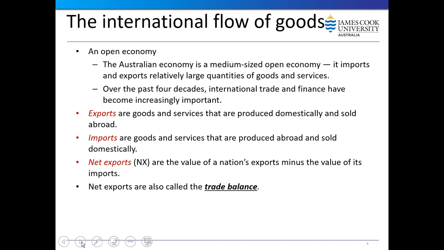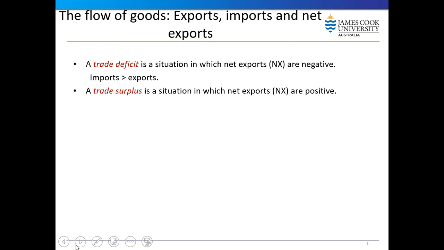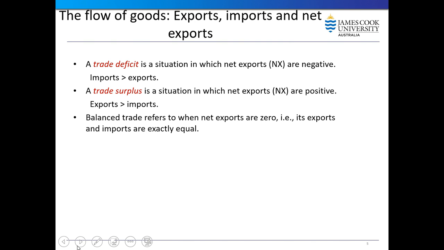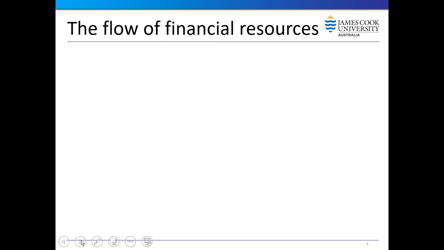We also call net exports the trade balance. If net exports are negative, we call it a trade deficit. If it is positive, then we call it a trade surplus. And if it is zero, then we say the trade is balanced. There are several factors that can affect exports, for example, preferences, prices, and the exchange rate.